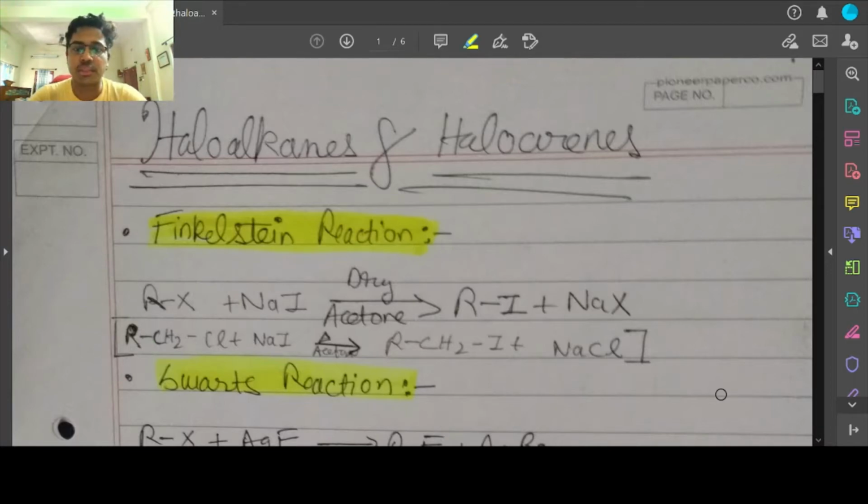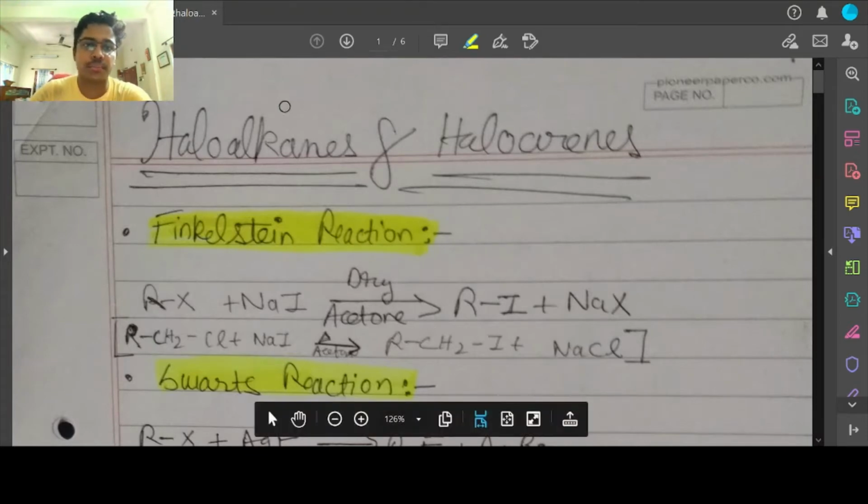So let's go through this. I'll be going fast, because I hope you have already revised the chapter once, and this is your second or third revision. I have summed it up in 6 pages. Let's see it. Let us move on. The chapter's name is haloalkanes and haloarenes.